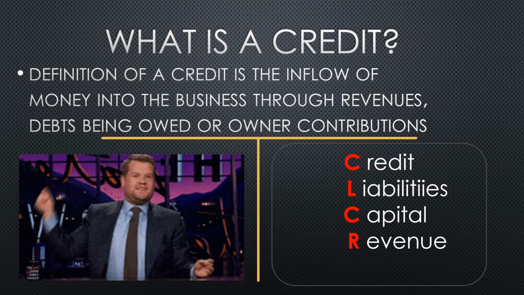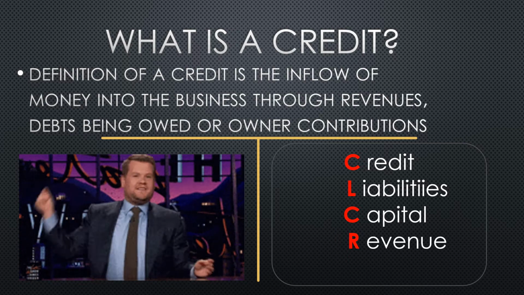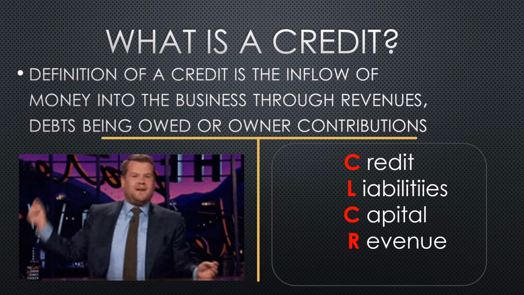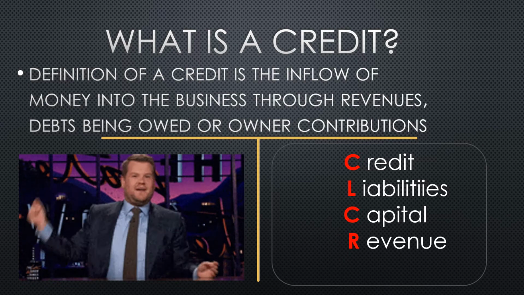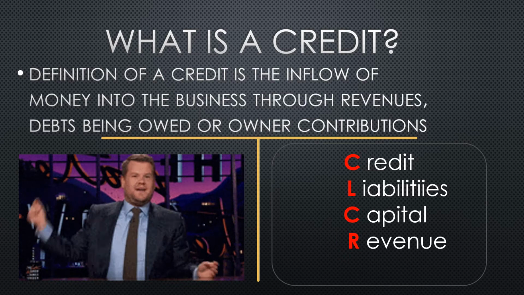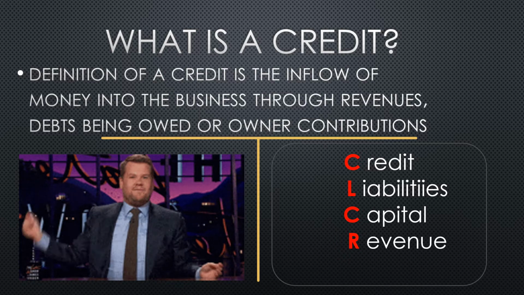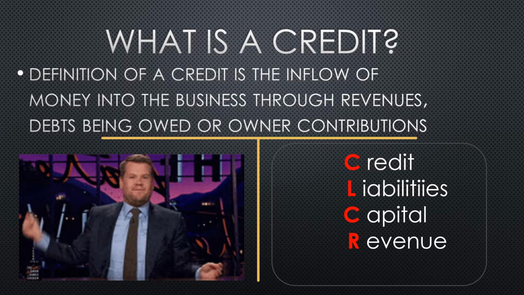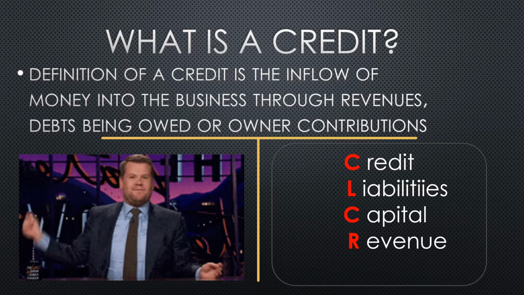Now, as previously, here is your acronym that you will learn in order to determine what has a credit nature. CLCR, and I call that clicker. So what has a credit nature are liabilities, for example, mortgages, loans, accounts payable, capital contributions, when the owner puts money into the business or introduces assets into the business, and revenues. And for this unit, the only type of revenue that you will use is services revenue.